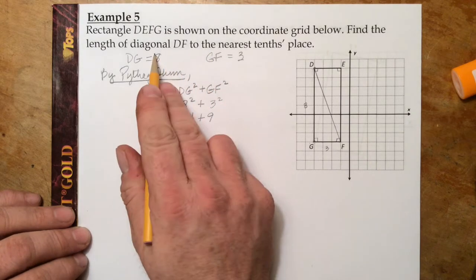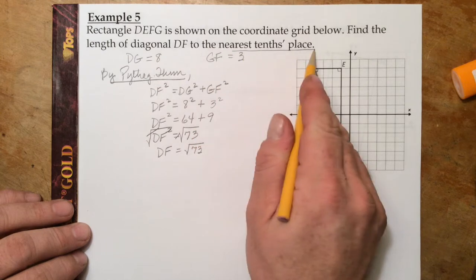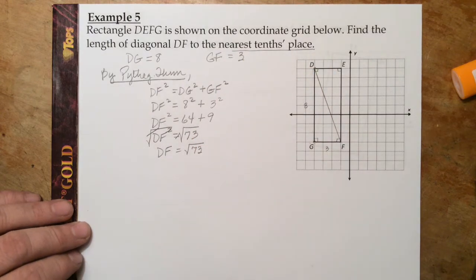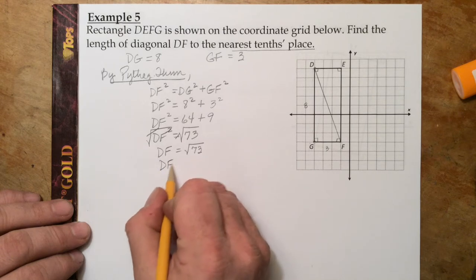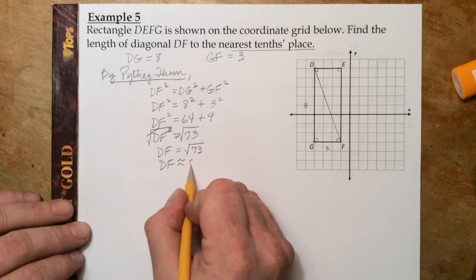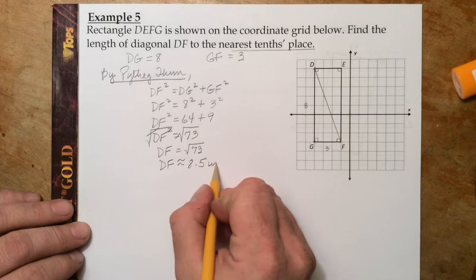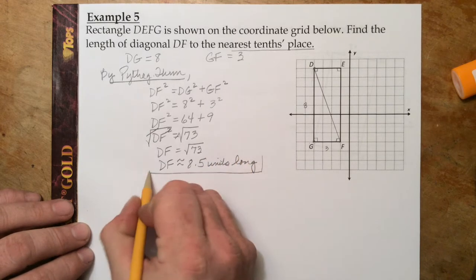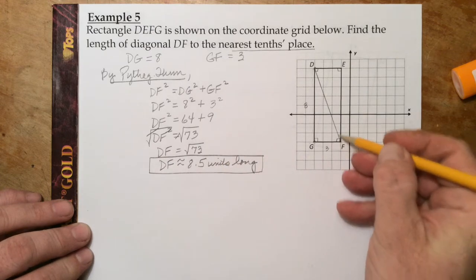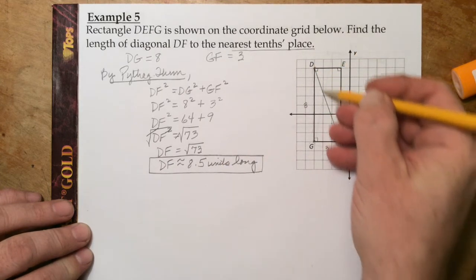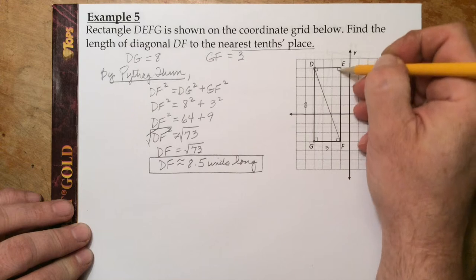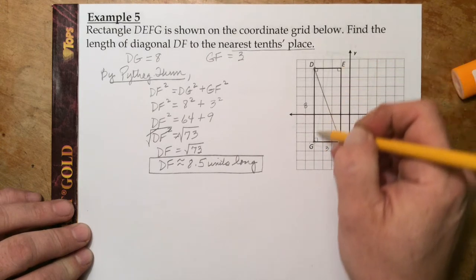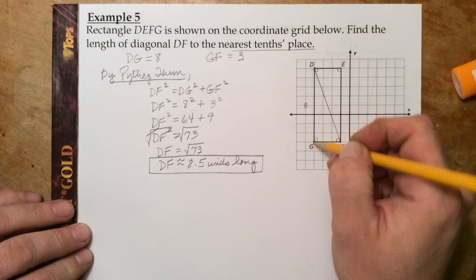They asked for us to approximate that to the nearest tenths place. So take your calculator and calculate the square root of 73. And DF is approximately 8.5 units long, rounding to the nearest tenths. This diagonal is 8.5 units long. That means GE, that diagonal, is also 8.5 units long, because in a rectangle the diagonals are congruent.